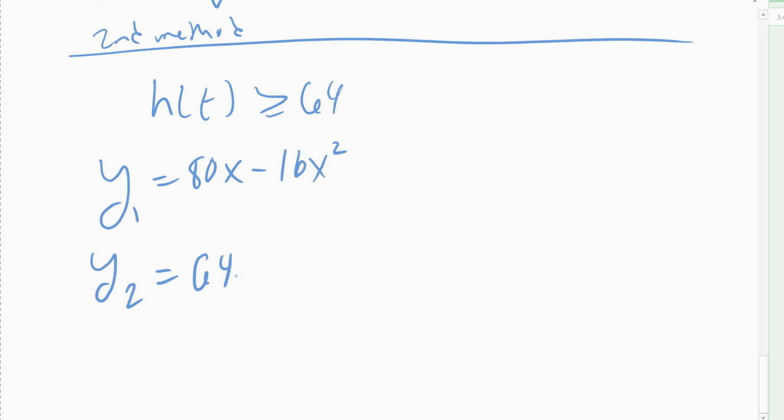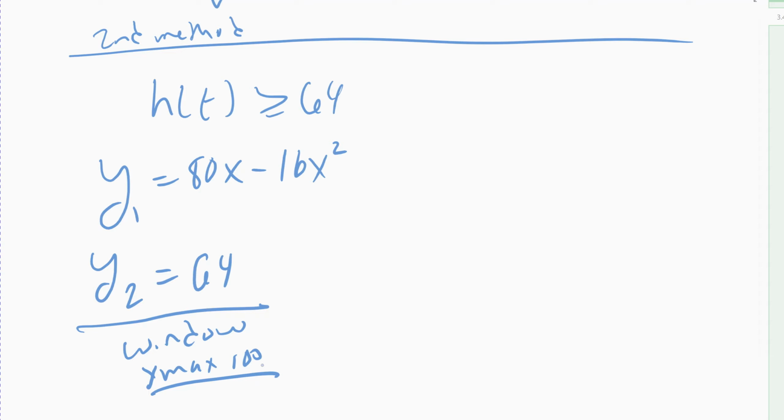Alright, and so when I go to, so I have 2 graphs. When we go to graph that, I am going to have to adjust my window. I've got to go up to at least 64, so I'm going to let my y maximum maybe be 100 so that I can see it. So when I go to my window, that's the only one I'm going to change. The rest of them I'm going to leave 10 and negative 10. The only one I'm changing is the y max. All right, that's it.